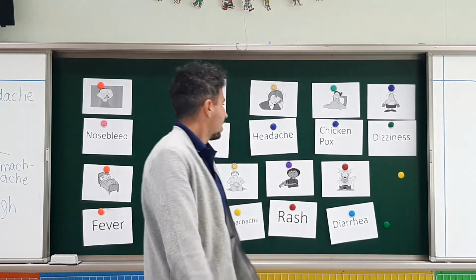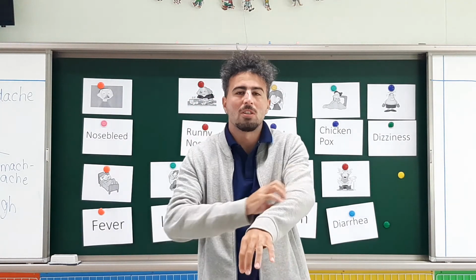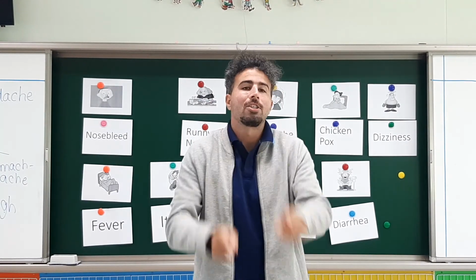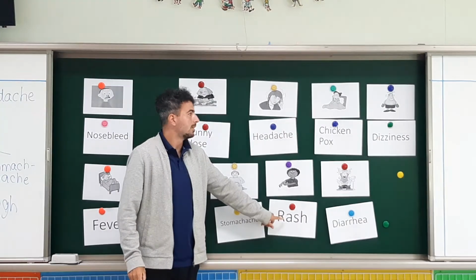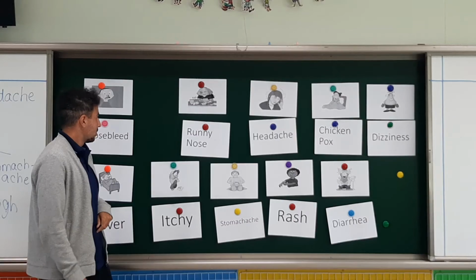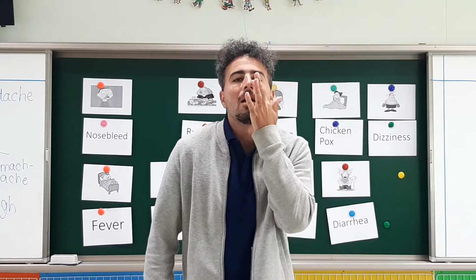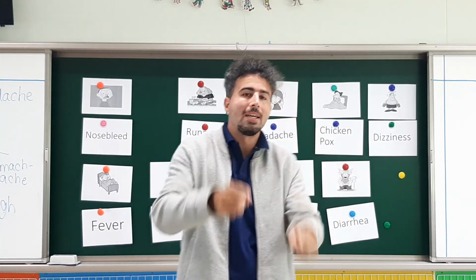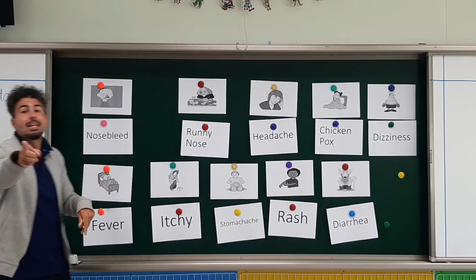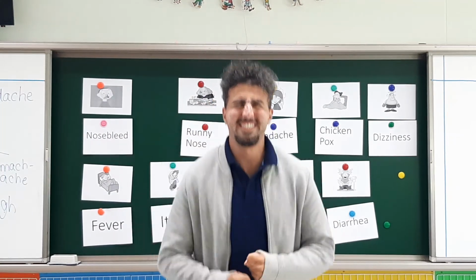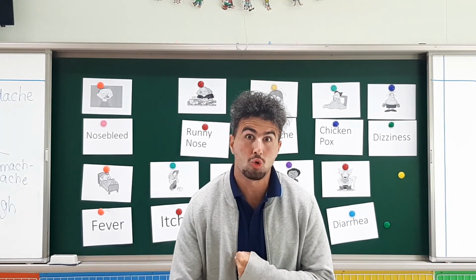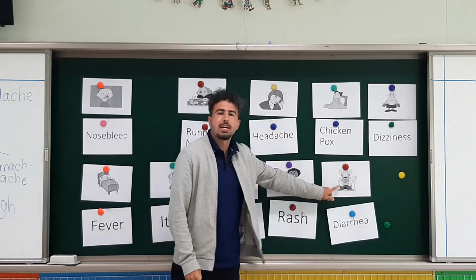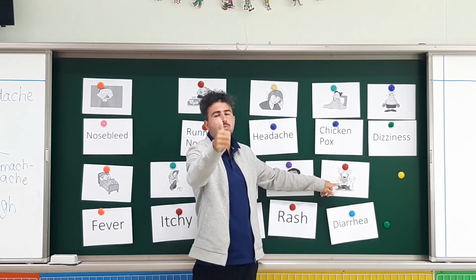Do you know this one? Let's see. On your skin, what's this called? And you shouldn't itch it. That is a rash. That is this one here. And is there any more? Let's see. This one here comes all the way down like this. That one is nosebleed. And the last one. You ready? Oops. What is that one? That one is diarrhea. If you got all of those, well done.